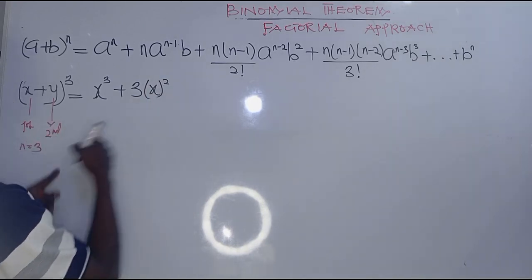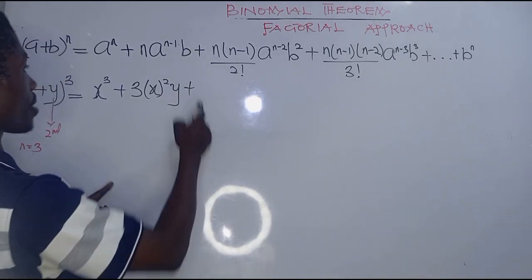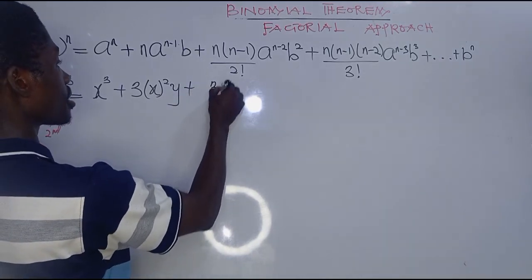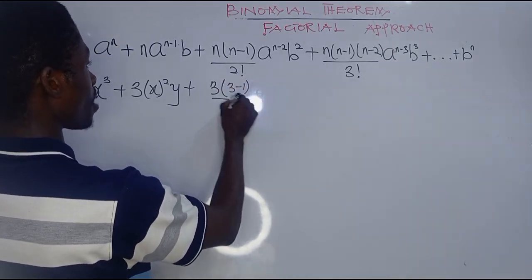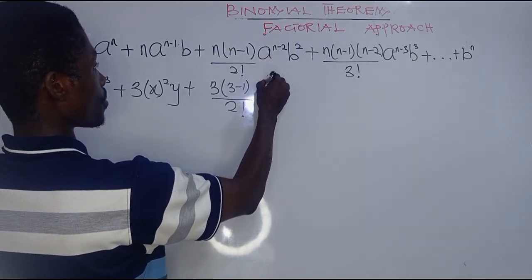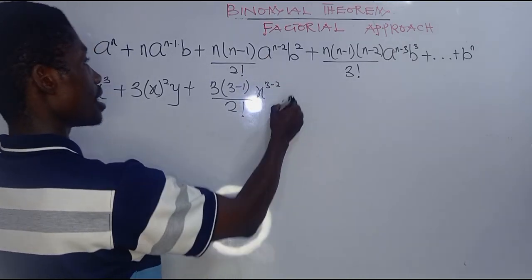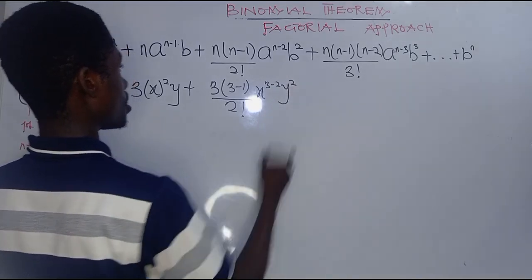And then we have our b to be what? Y. So we have y plus our n is what? 3 bracket 3 minus 1 all over what? 2 factorial. Our a is what? X. We have 3 minus 2, and then our b is what? Y. So we have y raised to the power 2.